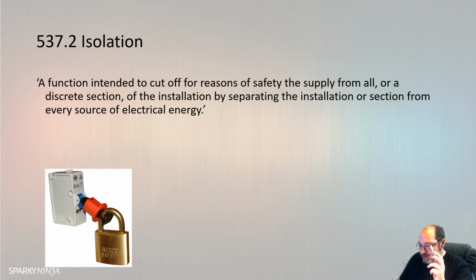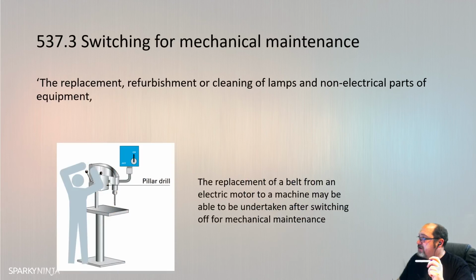Okay, 537.3.2 is mechanical maintenance. Selection and direction of devices for switching off for mechanical maintenance shall be in accordance with the following regulations to comply with regulation group 537.2, which was isolation. So they'll comply with isolation, but also they shall be inserted in the main supply circuit.